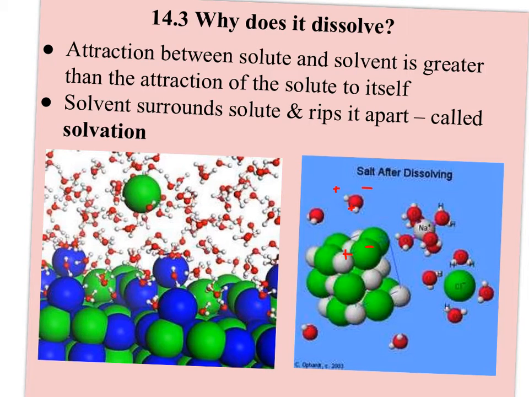Welcome. This video is going to talk about the process of dissolving, or what scientists call solvation. So why do some things dissolve in each other and other things don't? Well, it all comes down to attraction between the solute and the solvent. There has to be an attraction between these two substances that's greater than the attraction of the solute to itself.